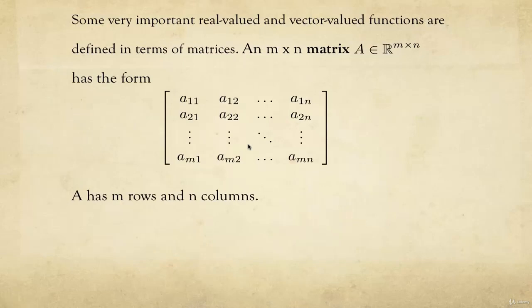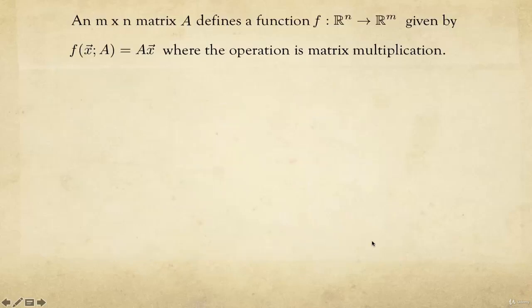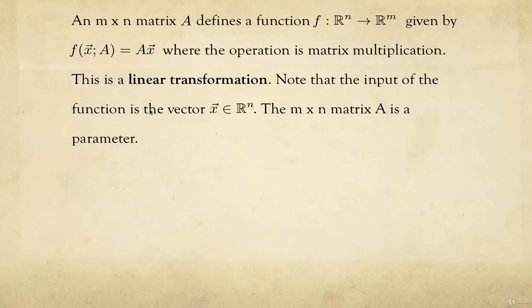Let's talk about matrices. An m by n matrix A, again this is the notation for an m by n matrix, has this form. There are m rows and there are n columns. As an example, this is a 2 by 3 matrix, 2 rows and 3 columns. It turns out that an m by n matrix defines a function going from Rn to Rm, and this is defined by using matrix multiplication. So again, here's a function, the input is x, and A is the parameter. If I change the parameter A, then I've changed my function. This is a linear transformation.